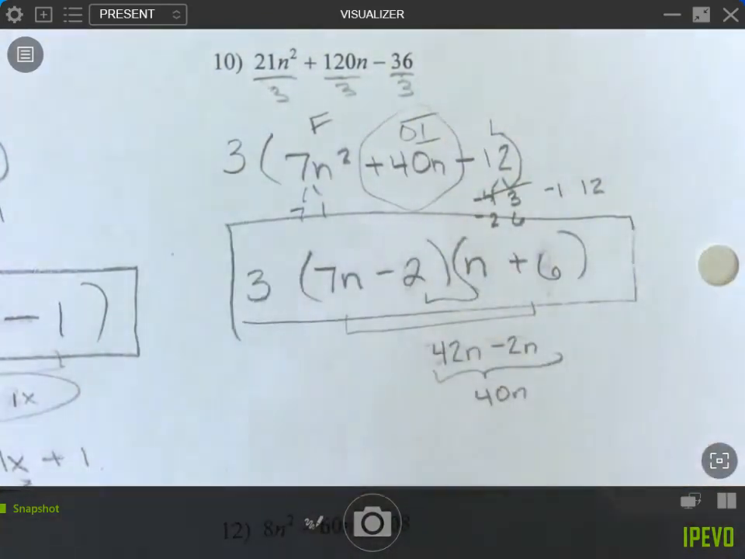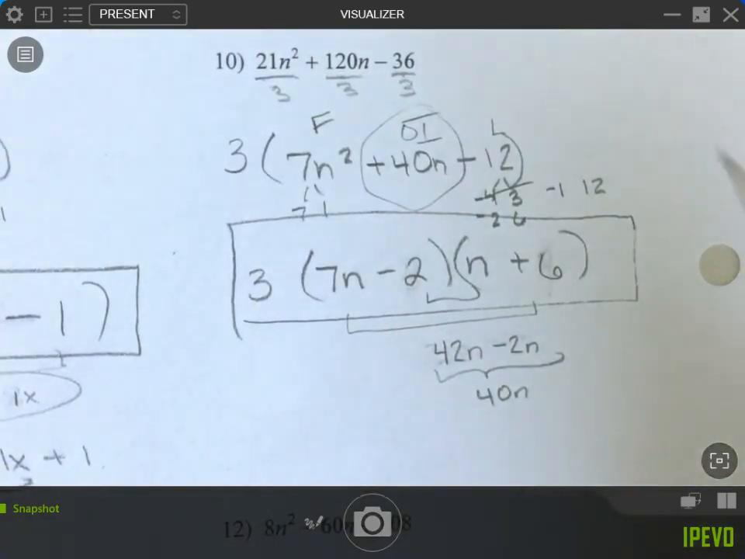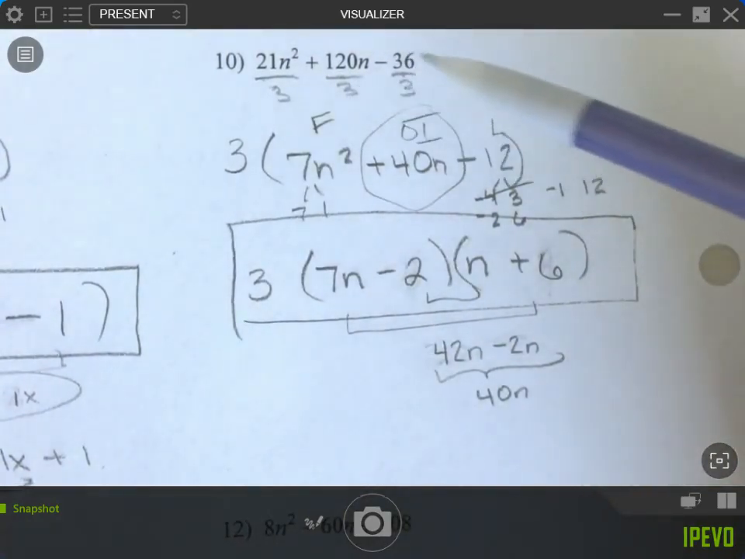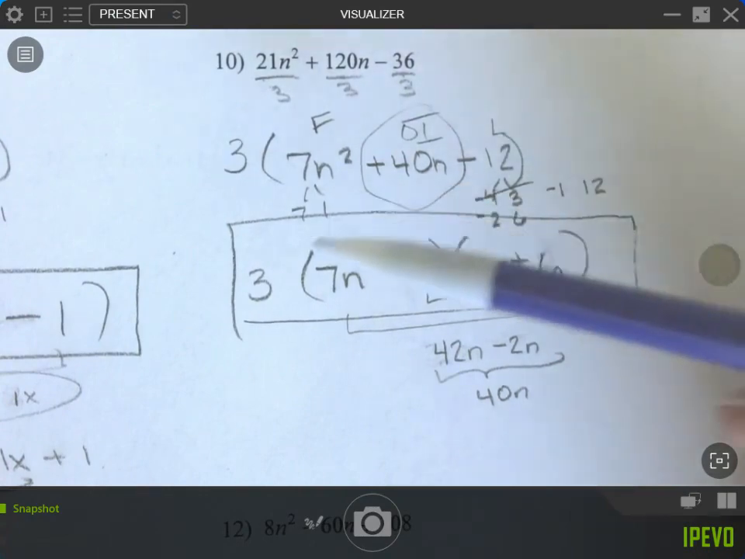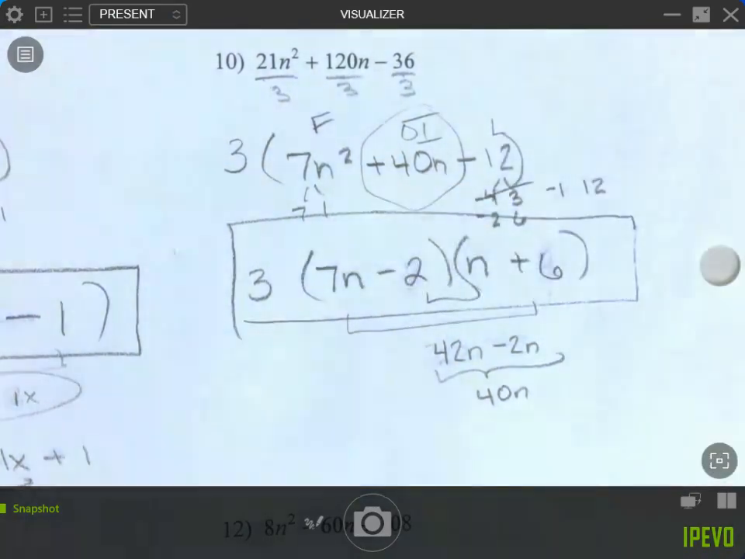Okay. I cannot stress the importance of the GCF. If you didn't pull the GCF, you're working really hard, and then you have to take it out later. So we're looking at some problems being 2 steps.